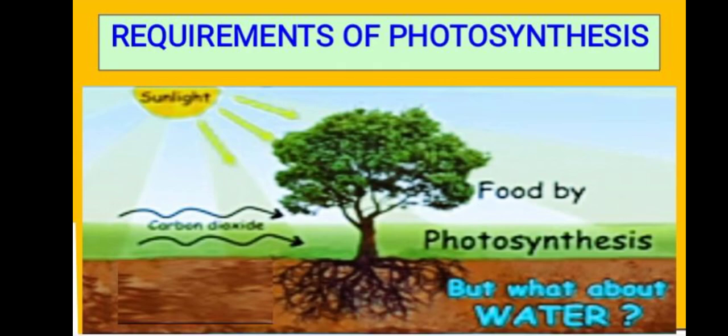Children, by now we know that for photosynthesis, plants require solar energy, carbon dioxide and water. Solar energy they get from the sun with the help of chlorophyll pigments. Carbon dioxide they absorb from the atmosphere through stomata. But what about water? How do they get water?